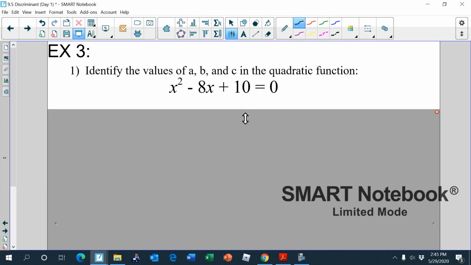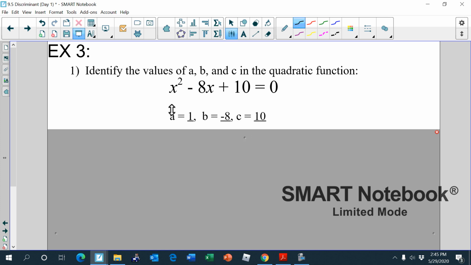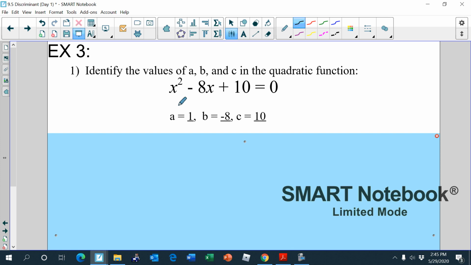Last example. So again, let's jot down our a, b, and c. This one, just be careful because your b, look at it, it's a -8. Your a is 1 because there's nothing in front of the x squared. That's an invisible 1. Your b is -8 and the c is 10.